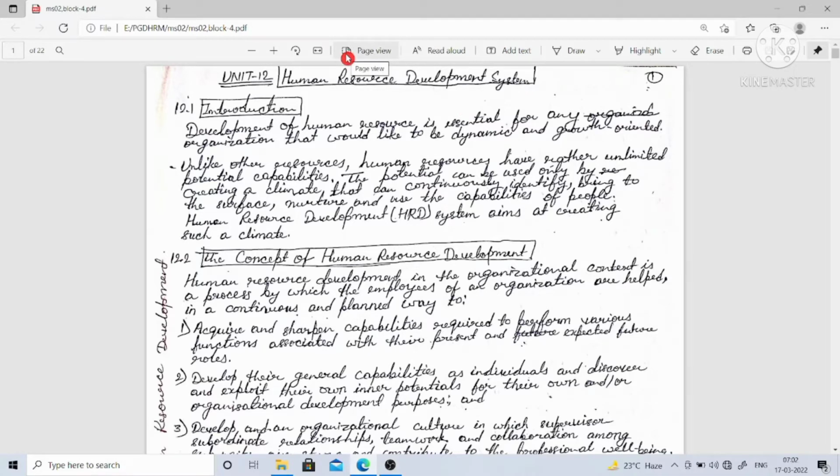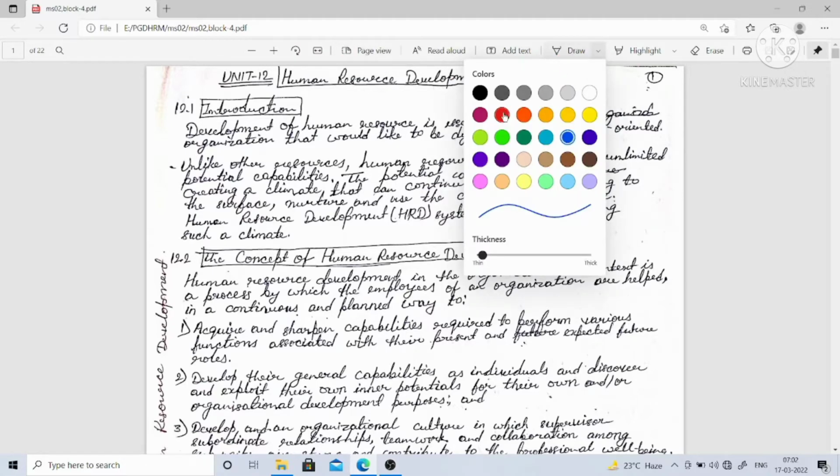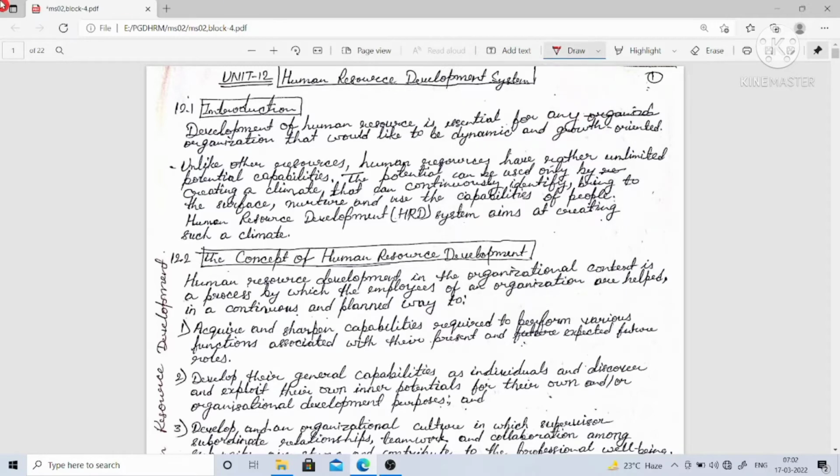As you can see on the screen, let me select this to underline and write, as it will be useful for explaining. Now you can see the first topic here is the introduction of this unit. Development of human resource is essential for any organization that would like to be dynamic and growth oriented. So why is development of human resources essential?